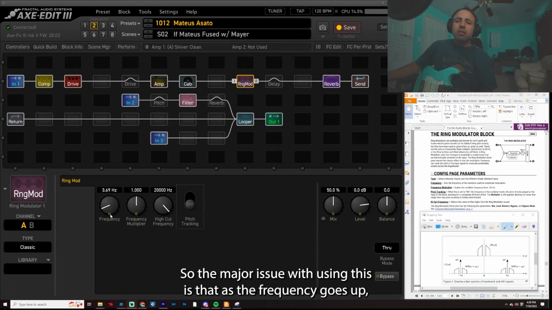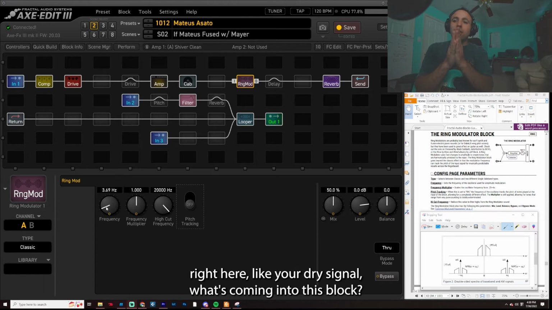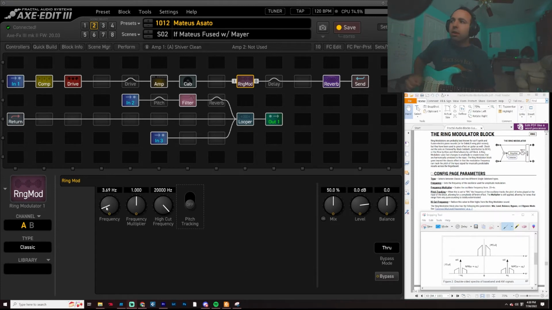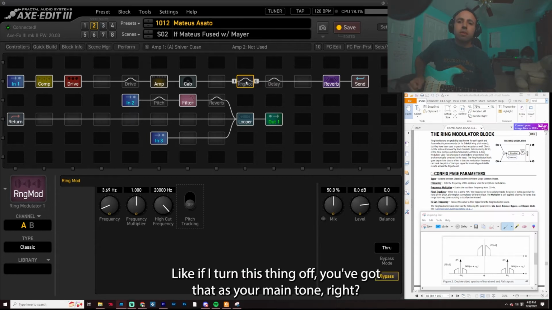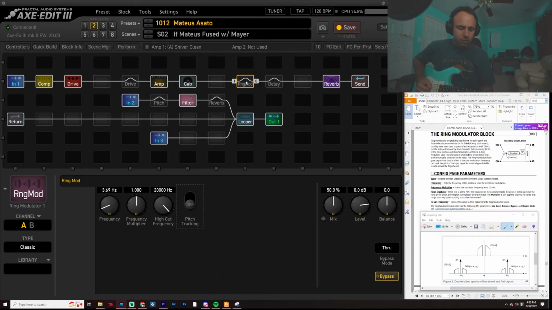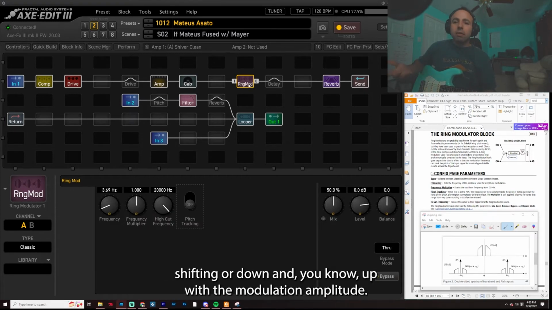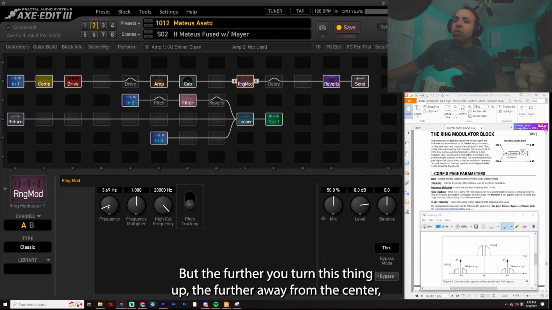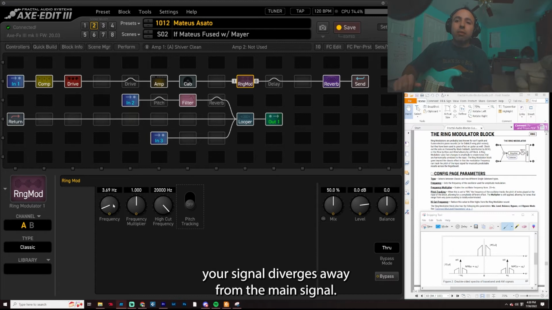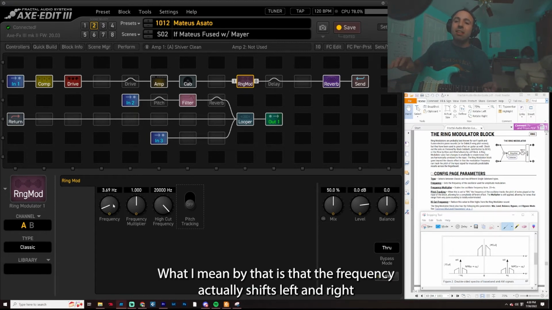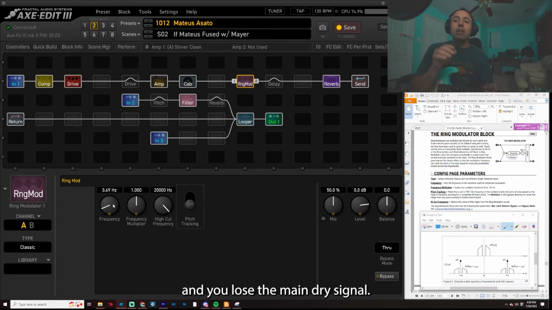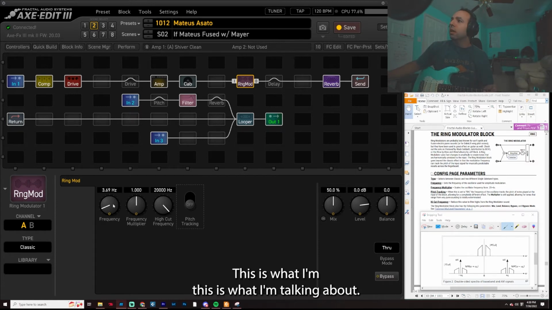So the major issue with using this is that as the frequency goes up, you've got your main signal right here, like your dry signal, what's coming into this block. Like if I turn this thing off, you've got that as your main tone, right? Sounds good. You turn this thing on, and all of a sudden now it's going to be shifting down and up with the modulation, the amplitude. But the further you turn this thing up, the further away from the center your signal diverges, away from the main signal. What I mean by that is that the frequency actually shifts left and right, and you lose the main dry signal. This is what I'm talking about.